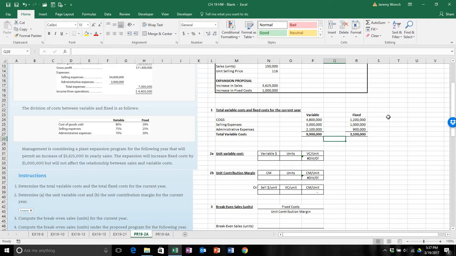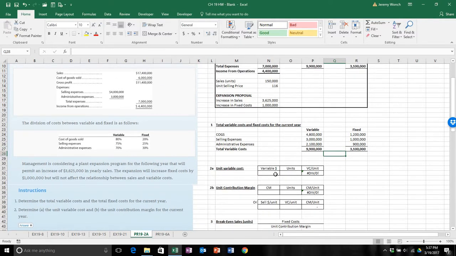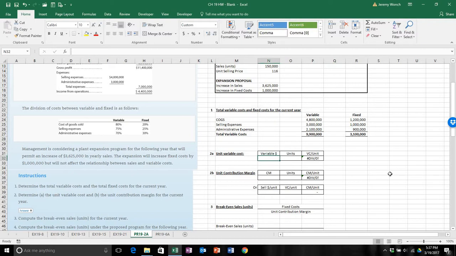And in part two, it wants us to determine the unit variable cost and the unit contribution margin. So part 2A, for the unit variable cost, we want the total variable cost, which we calculated at 9.9, and the number of units, and they said that they're selling 150,000. So that means the variable cost per each unit is $66.